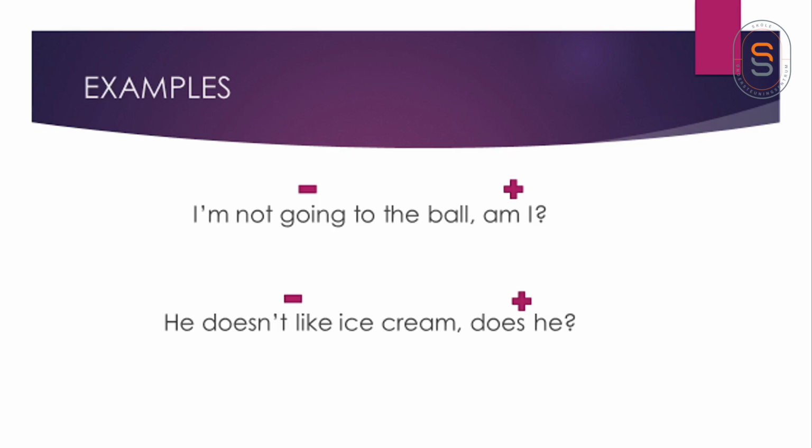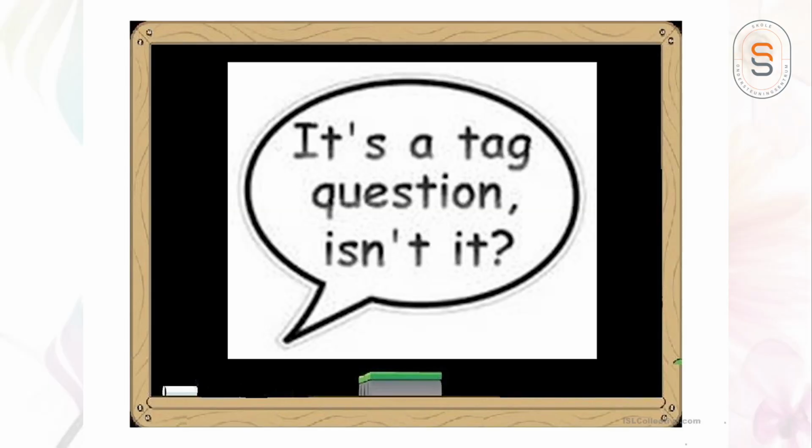He does not like ice cream. Negative statement. Comma. Does he? Question mark. Positive tag. Right. It's a question. It's a tag question, isn't it? So it's a tag question, positive, comma, isn't, contraction, it, question mark, negative tag, and that is correct.